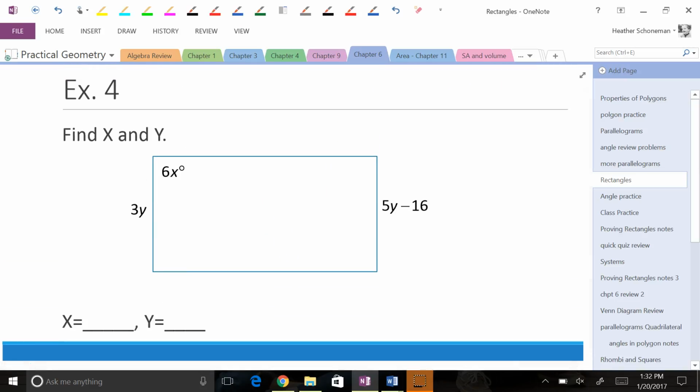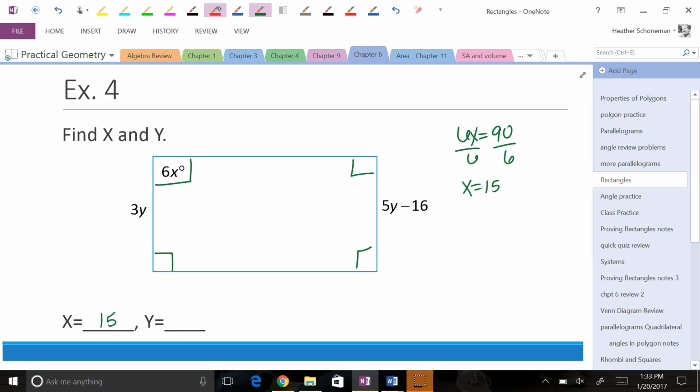Example 4, they want us to find the value of x and y. Well, x is an angle measure. We know that because there's a degree symbol. And because it's a rectangle, all four corners of a rectangle are 90. So that means that 6x equals 90. So we're going to divide by 6. 90 divided by 6 gives you 15. So x is 15. Now we need to find y.